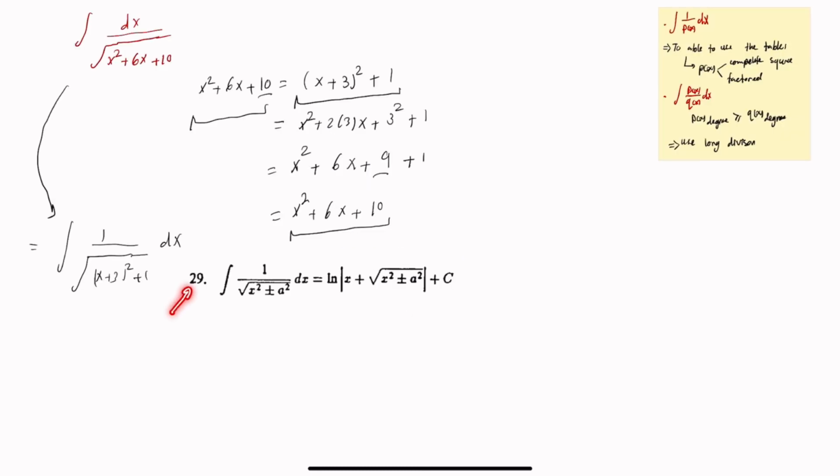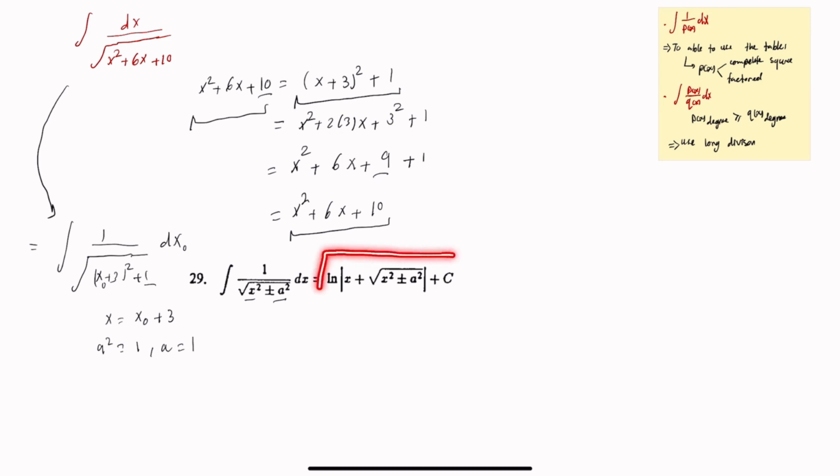To use number 29, first we have to figure out what is x and what is a. Here, I'm going to change the name of this x in here. I'm going to call it x naught and then dx naught. So first, what is x? x is going to be what's under the power of 2. It's going to be x naught plus 3. Now what is a? So a squared is going to be equal to 1, and therefore a is going to be equal to the square root of 1, which is equal to 1.